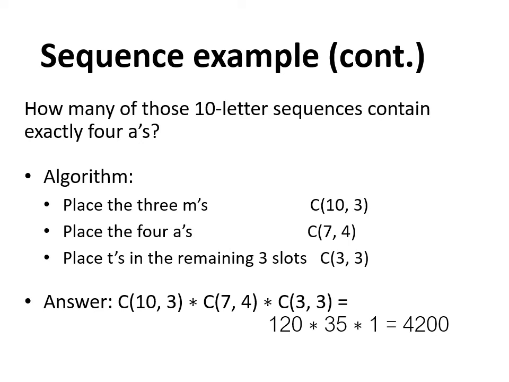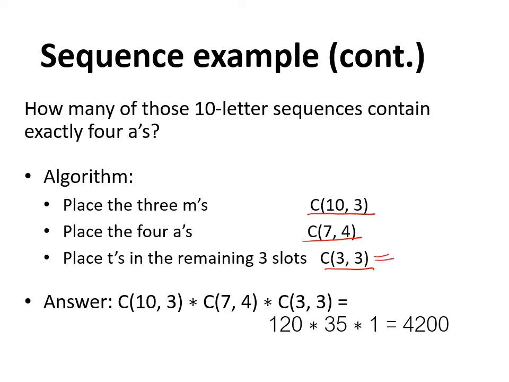So what is now the algorithm? Well, the same as before. We first place 3 M's. Let's choose 3 out of 10. Now we have exactly 4 A's, so we can place these 4 A's. So that's choose 4 out of 7 remaining slots. And finally, we place T's in the remaining 3 slots.